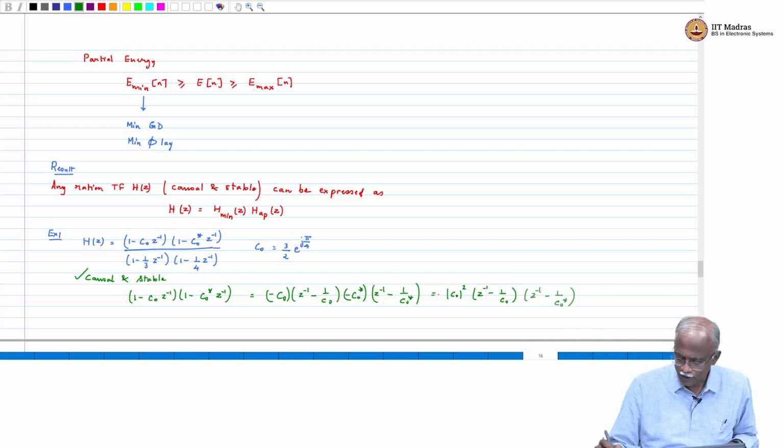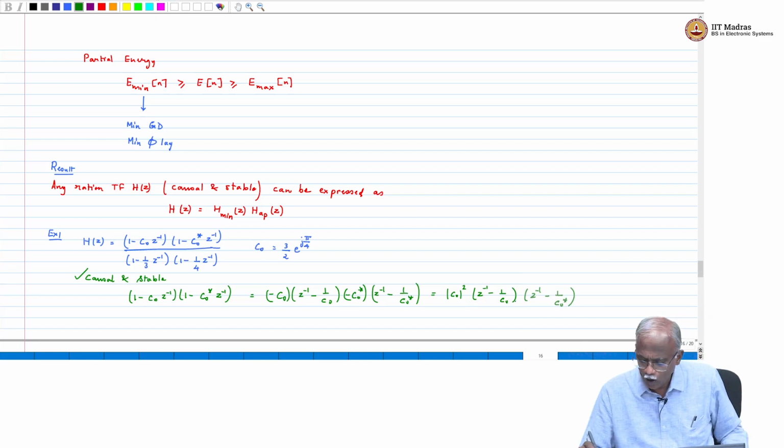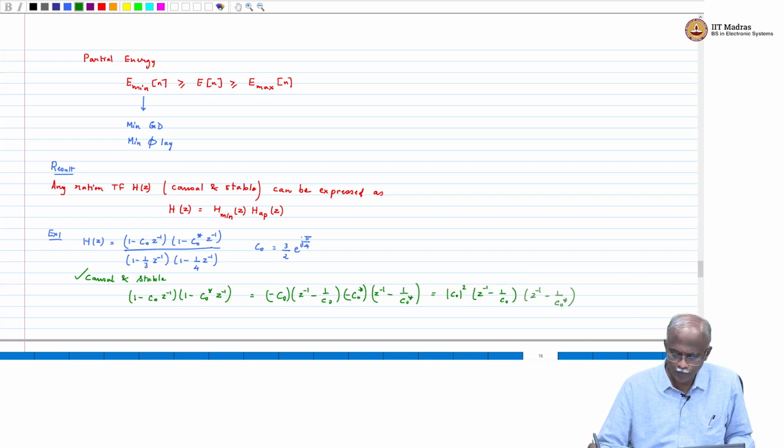Okay, so I want to take it one step further. What we will do is write the all pass functions corresponding to this. Okay, how do we do that? Let's just take this to the next page.